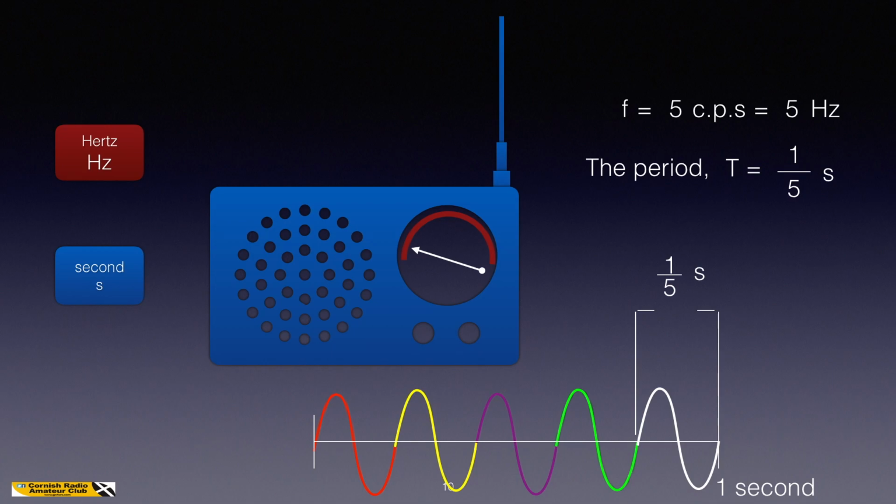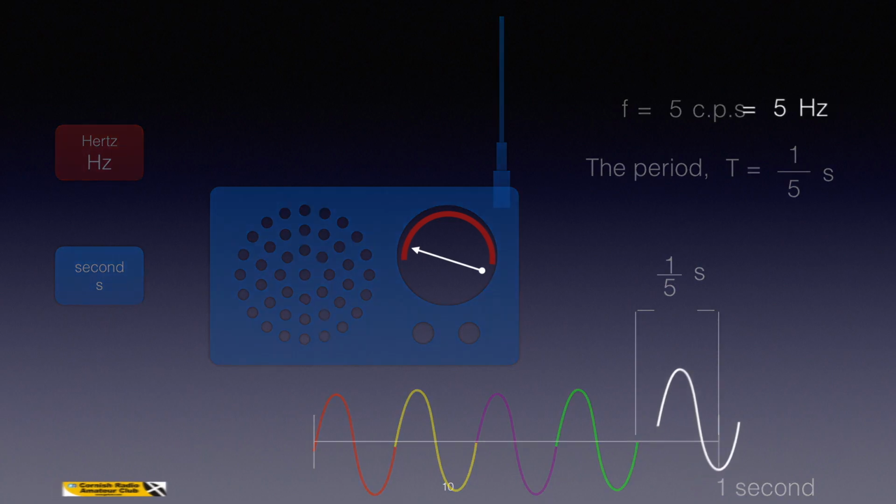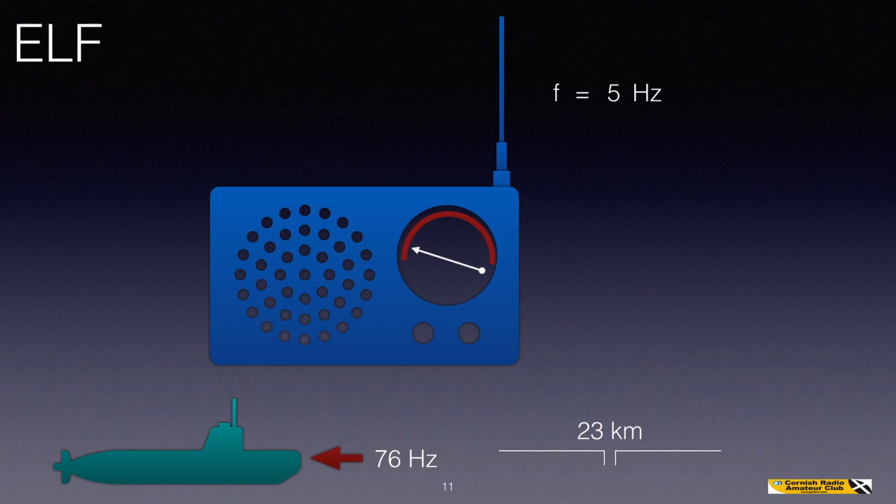Now, here we have a frequency into this radio of 5 cycles per second. Well, you'd be quite right to say, well, I've never heard of a frequency of 5 cycles per second being used for radio communication. And if it were, it would be ELF, extremely low frequency. But I've never heard of it happening either.